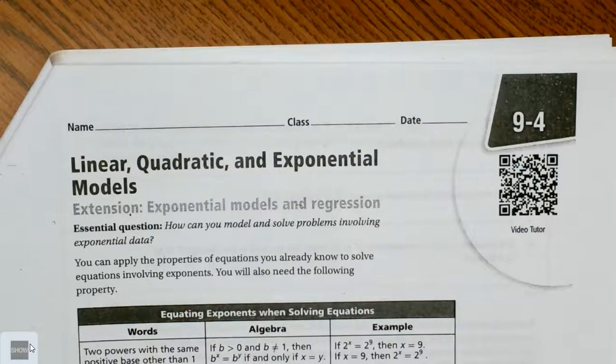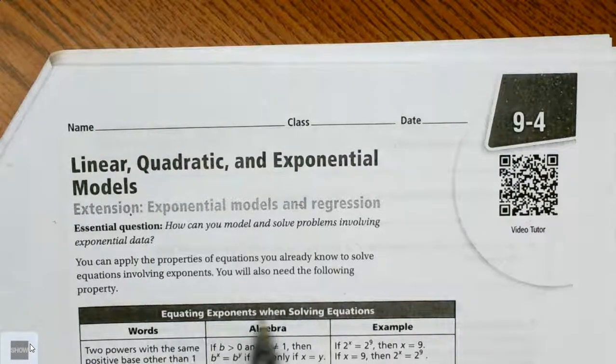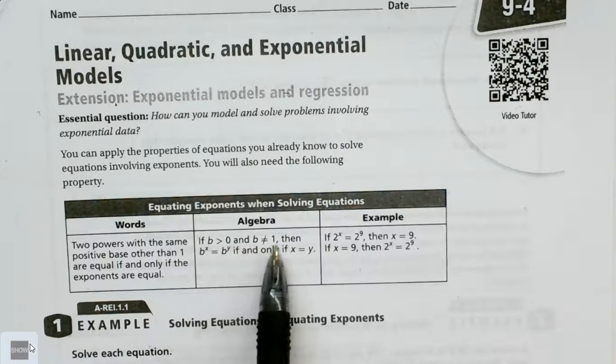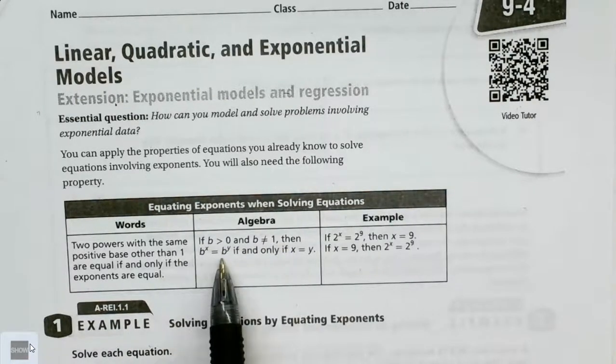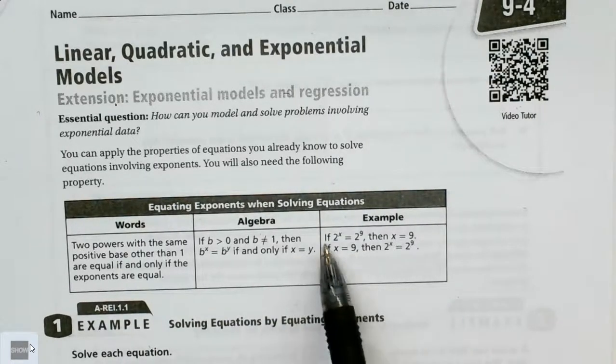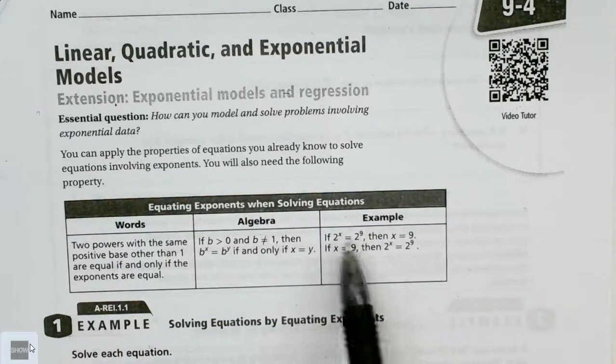Alright guys, so equating exponents when solving equations. Two powers with the same positive base other than 1 are equal if and only if the exponents are equal. So in algebra, if b is greater than 0 and b is not equal to 1, then b to the x equals b to the y, if and only if x equals y. So for example, if 2 to the x equals 2 to the 9, then x equals 9. If x equals 9, then 2 to the x equals 2 to the 9.